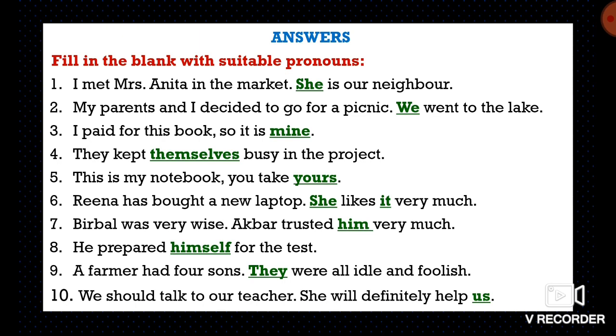Seventh, Birbal was very wise. Akbar trusted him very much. Eighth, he prepared himself for the test. Ninth, a farmer had 4 sons. They were all idle and foolish. And the last is, we should talk to our teacher. She will definitely help us.